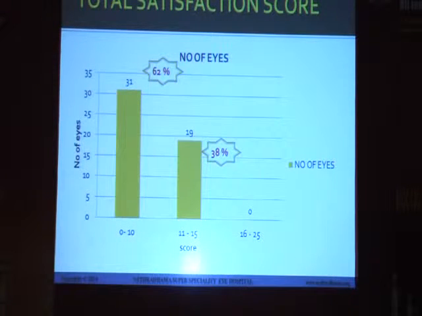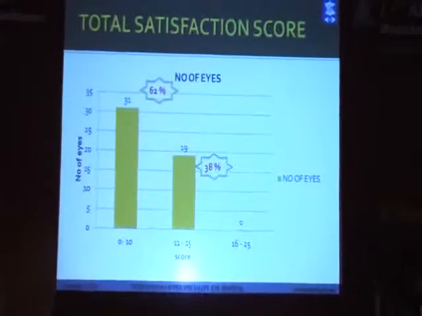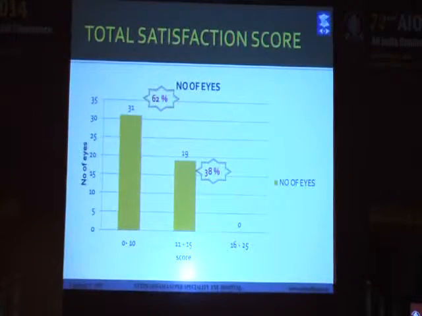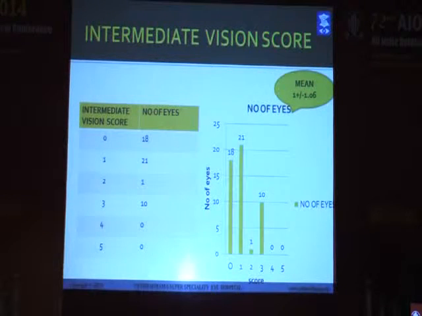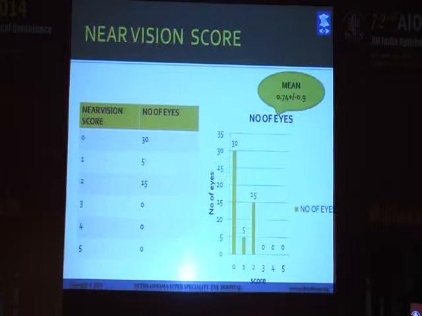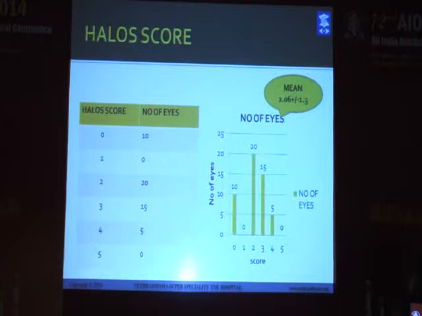Coming to the total satisfaction score, 62% had a score between 0 to 10, whereas 38% had a score between 11 to 15. None had a score of more than 16. Coming to the split analysis of each individual symptom, the mean distance vision score was 1.58. The mean intermediate vision score was 1. The mean near vision score was 0.74, which shows that majority of the patients enjoyed an excellent near vision. The mean glare score was 1.54. The mean halo score was 2.06. Halos was the most troublesome of all the symptoms.